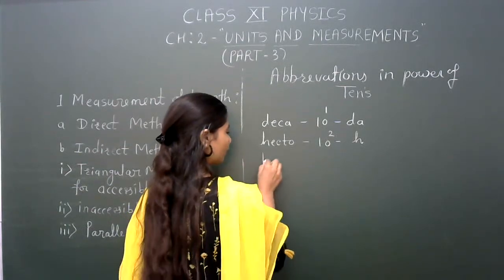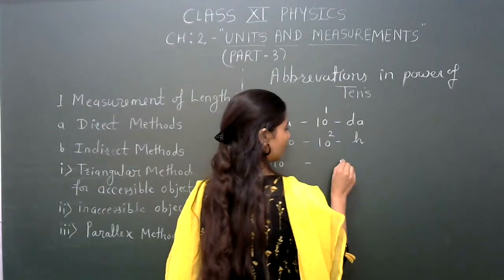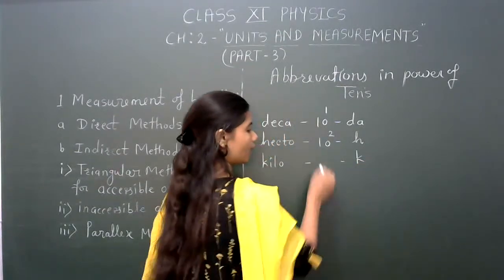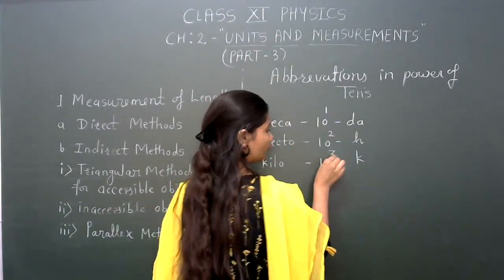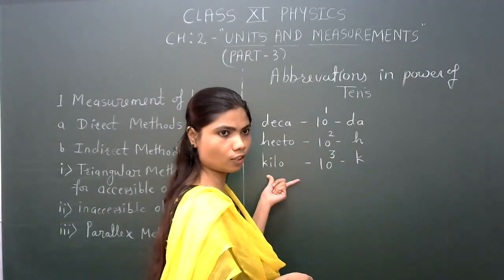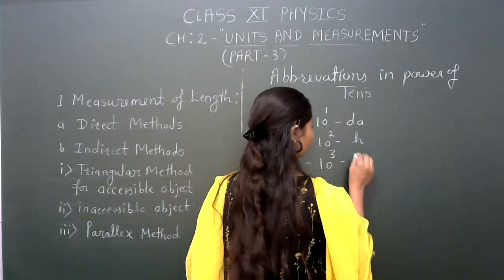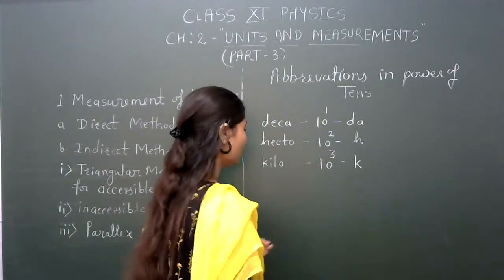Next is kilo, and we are pretty much aware of this. Kilo, small k, 10 to the power plus 3. We are using it in daily life. Of course, you are using it in terms of kilo. So we know this.